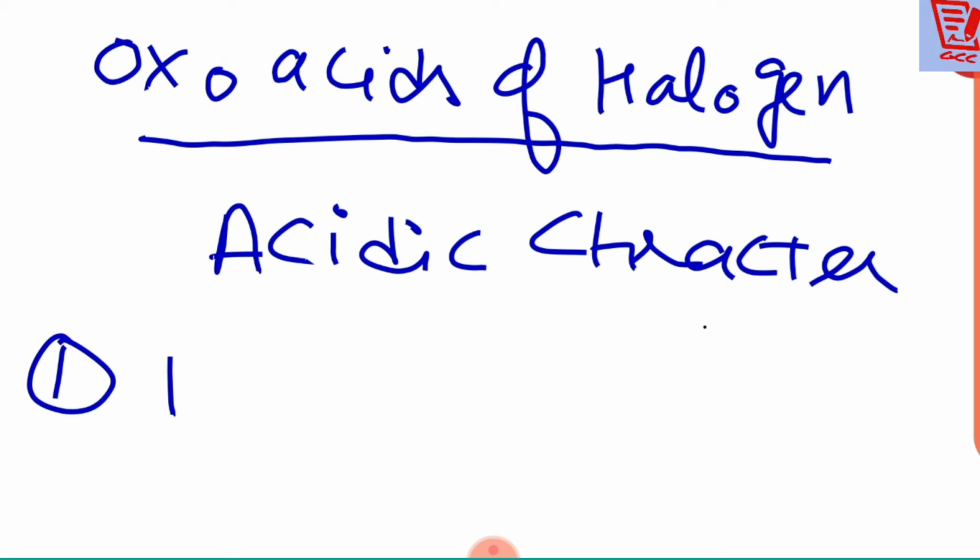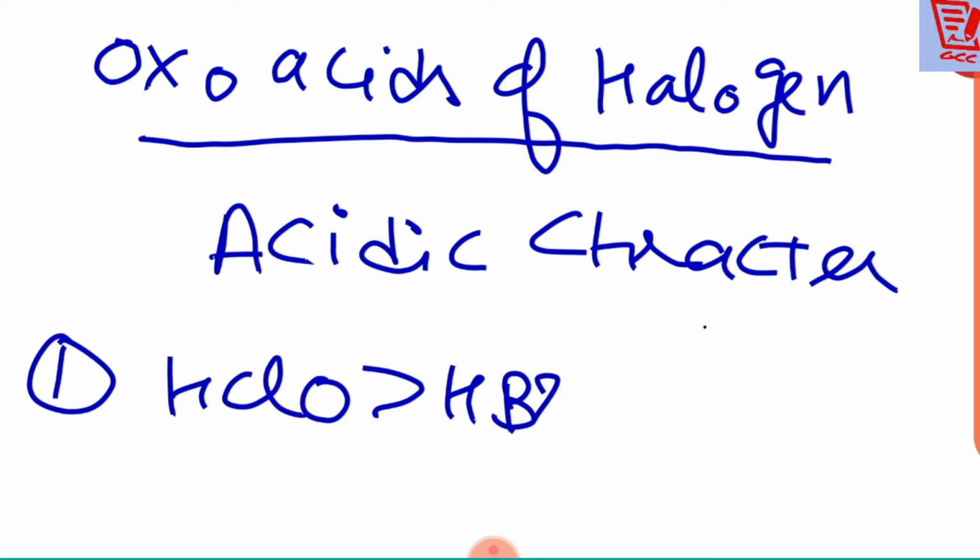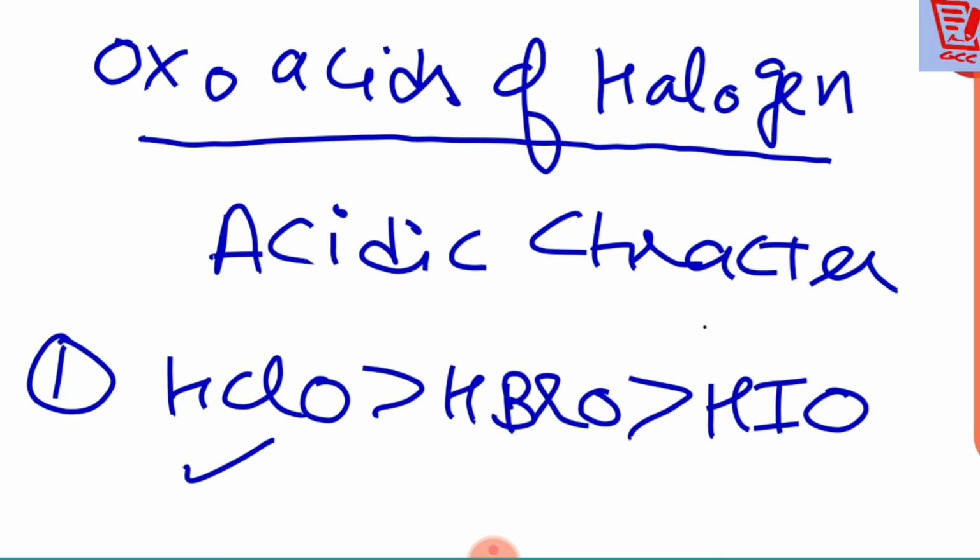Okay, so when we are going to start with the acidic character, number one, we are having HClO, HBrO, then HIO. Okay, like this way it is there. Then the question arises, why HClO is having the highest acidic strength as compared to HBrO and HIO?